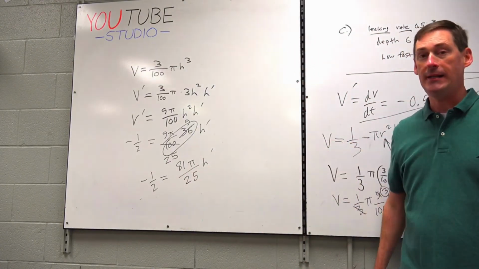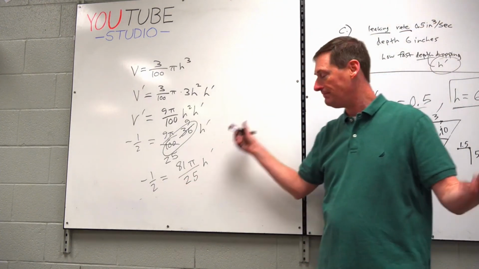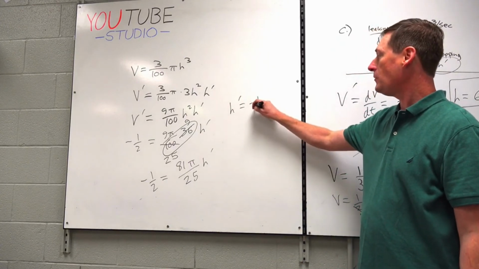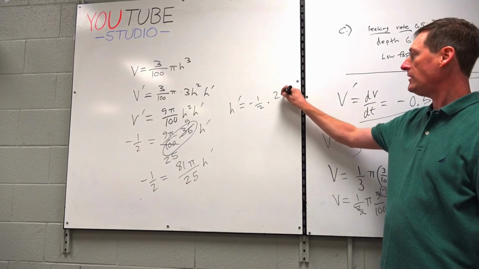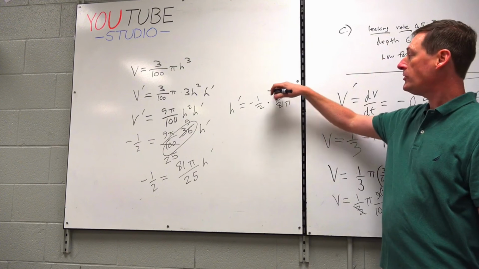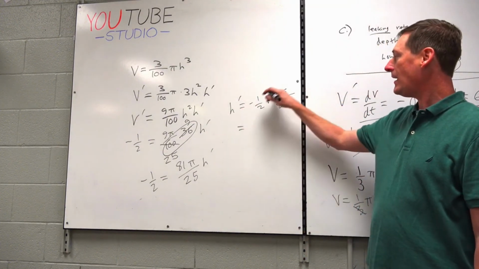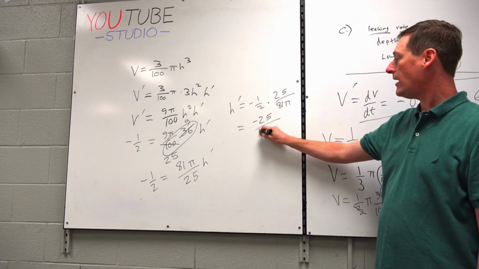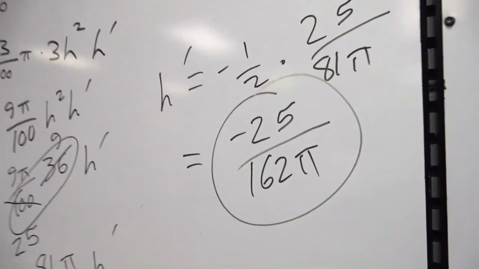Get h prime by itself, multiply both sides by the reciprocal. I've been training you how to do that for 3 years. H prime equals negative 1/2 times the reciprocal, 25 over 81 pi. 2 and 25 don't cross cancel, too bad. So negative 25 over double 81 is 162 pi. As far as you can go.